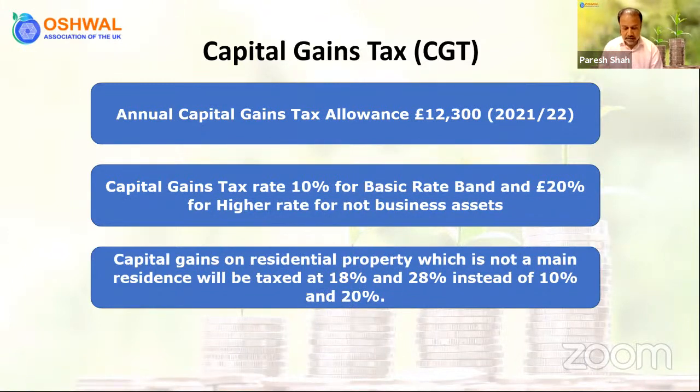On property, the tax is slightly higher. Gains on residential property, which is not your main residence, will be taxed at 18% for basic rate, and 28% for the higher rate taxpayer. So slight difference there. So if you are selling property, transferring property, something to bear in mind is that there may be capital gains tax paid on any capital gain. Next slide, please.